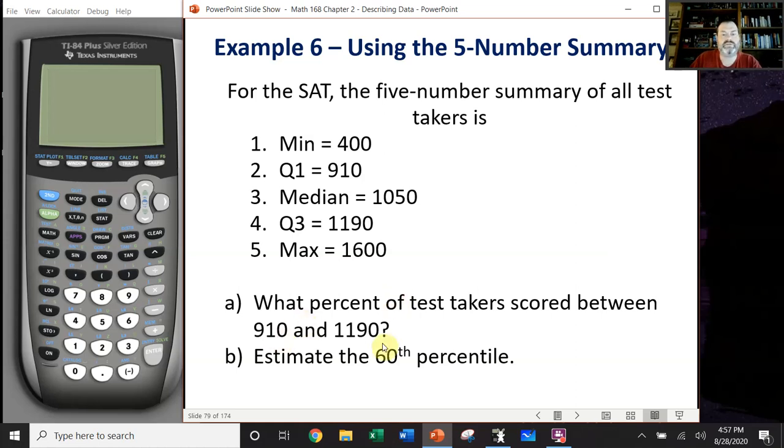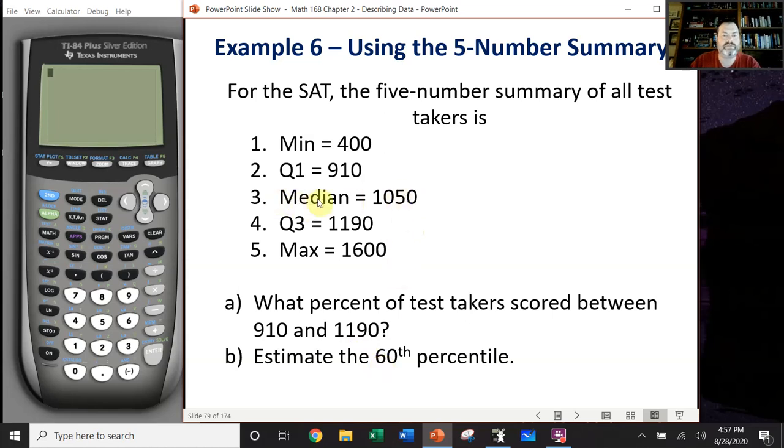Right? So 50% of test takers scored between 910 and 1190. Estimate the 60th percentile. Well, we don't know how to compute the 60th percentile. We never learn how to compute that. Instead, we're going to estimate it. So where is the 60th percentile?